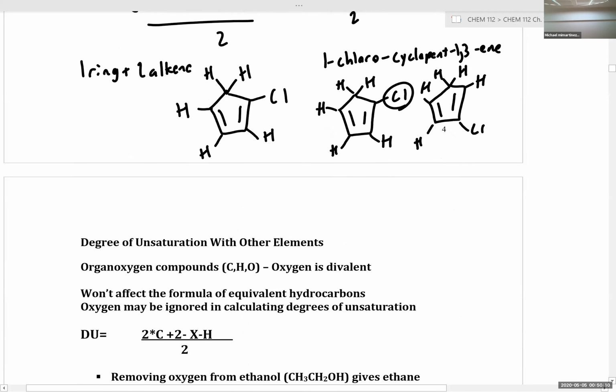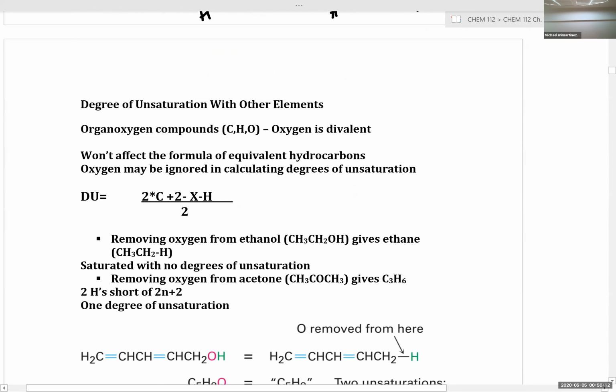Okay, so let's keep going. Let's continue on and let's figure out degree of unsaturation with other elements. So oxygen is divalent, right? So oxygen can form 2 bonds. So this won't affect the formula of equivalent hydrocarbons. So oxygen can be ignored in calculating degrees of unsaturation.